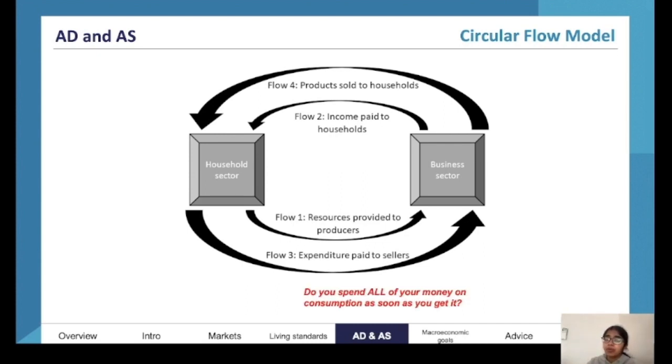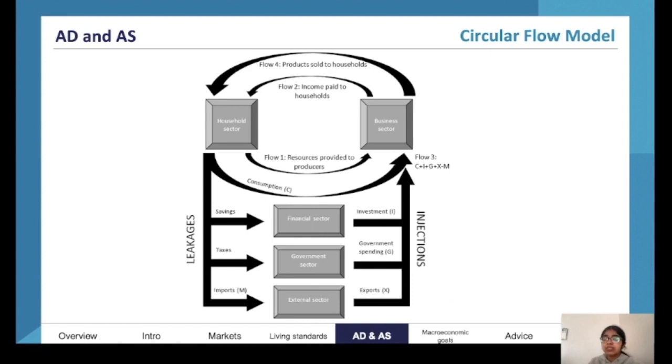But there's one flaw with it, and that flaw is we don't know if households are actually going to spend all of their money to buy goods and services. So they're not going to, realistically, most households tend to save. They tend to pay off things. So they don't necessarily spend all of their income in buying goods and services. So that gives us this circular flow model. So this is what we're going to use in 3-4 Echo.